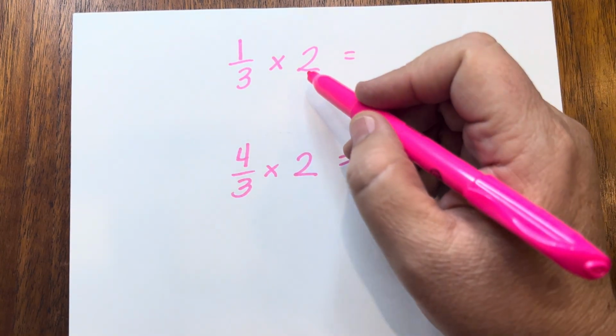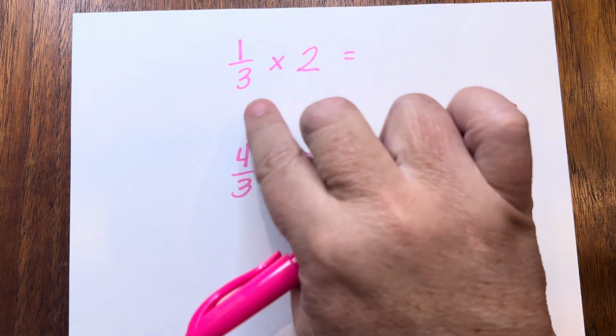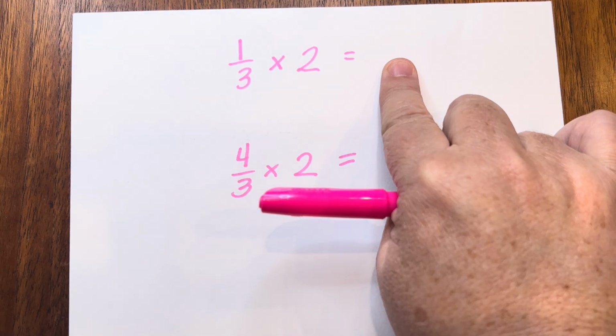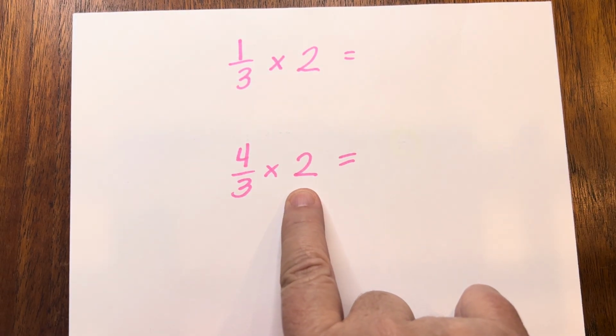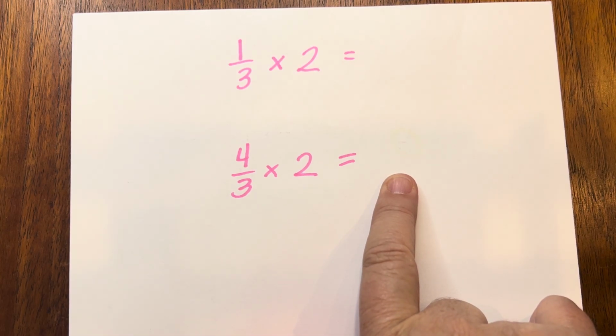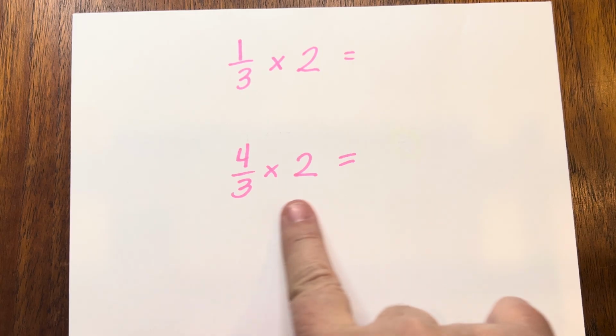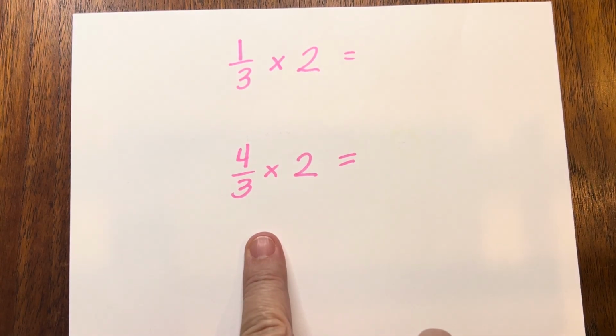So they're both being multiplied by 2. Will this product or answer be greater than 2 or less than 2? Will this product be greater than 2 or less than 2? And you're like, well, I'm not really sure. Well, we should be able to look at these two problems and actually know the answer.